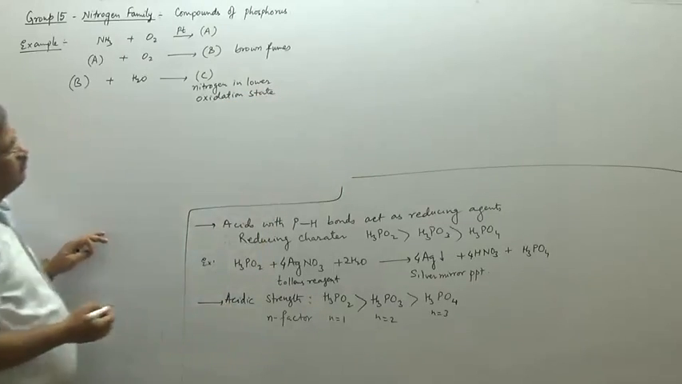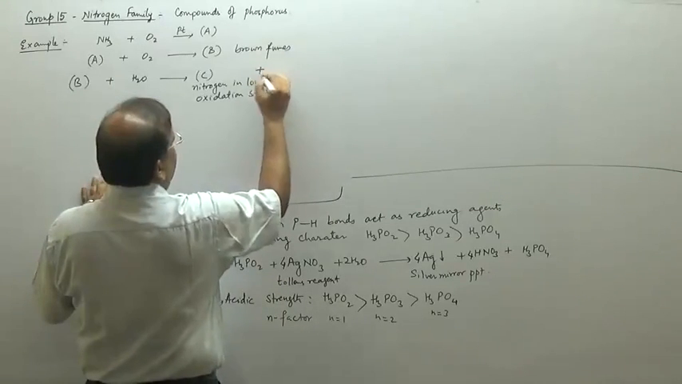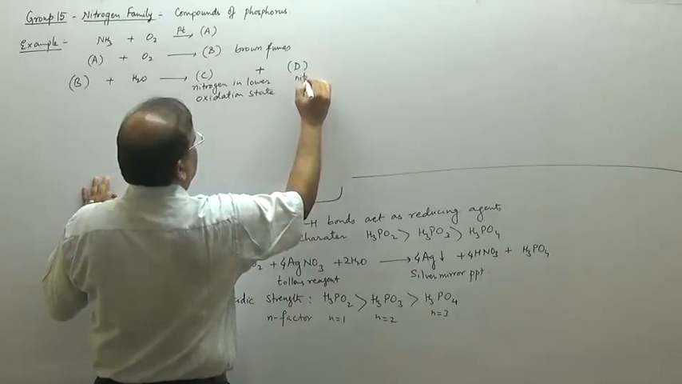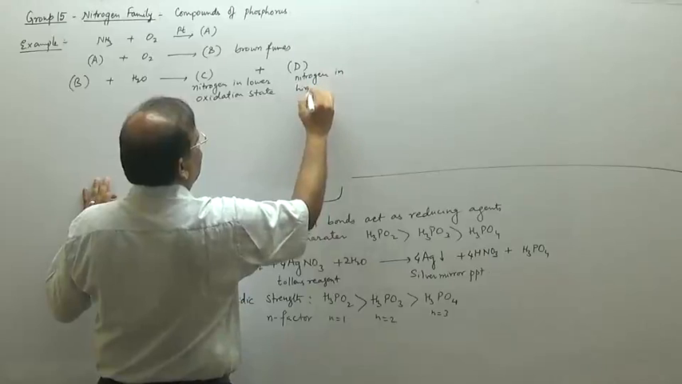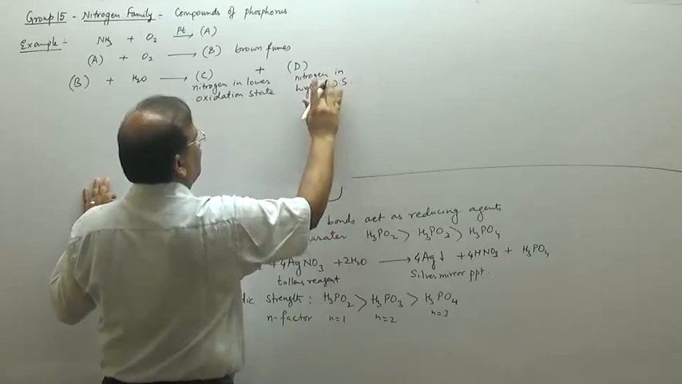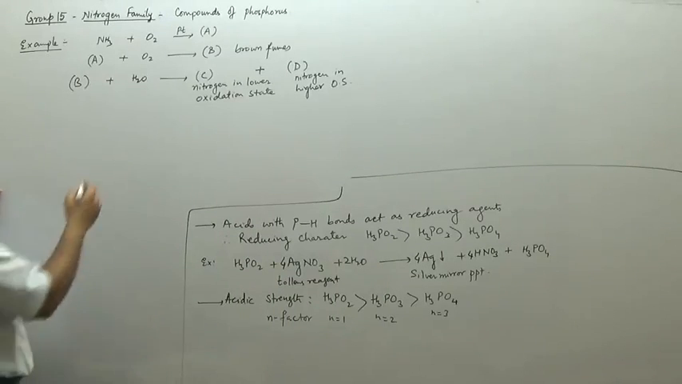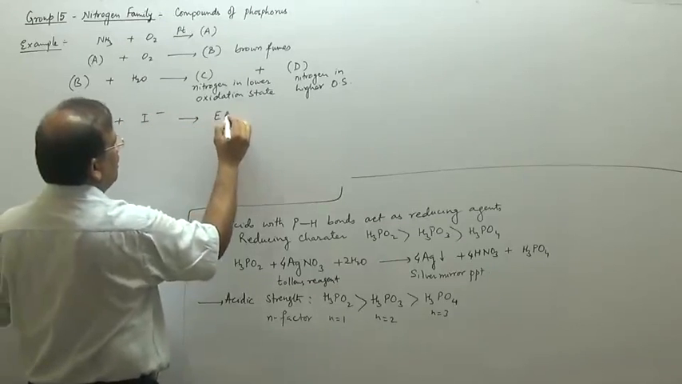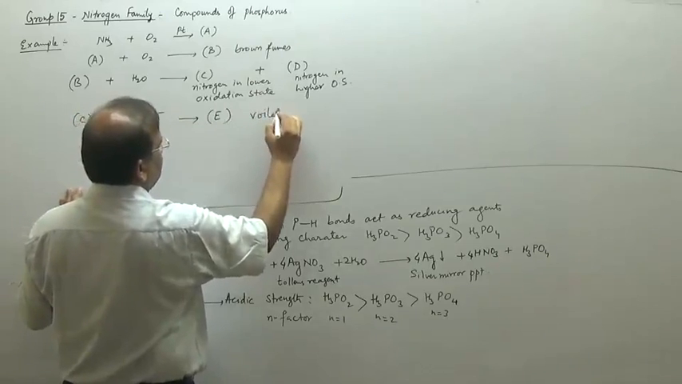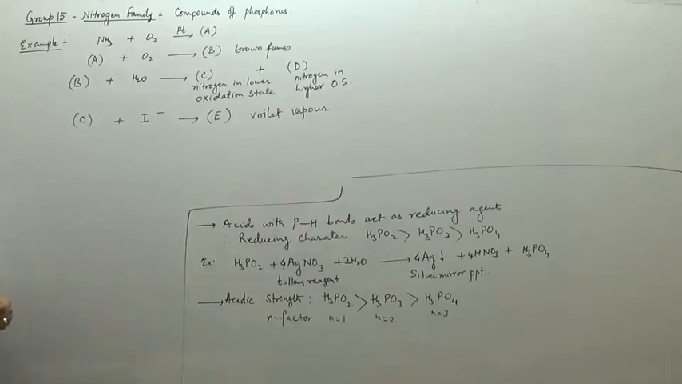Then we can write that nitrogen in lower oxidation state as well as D, the nitrogen in higher oxidation state. I have written that. Now what we can say is the C with the I negative gives E, that is violet vapors. Obviously it will be some gas because it is a vapor.